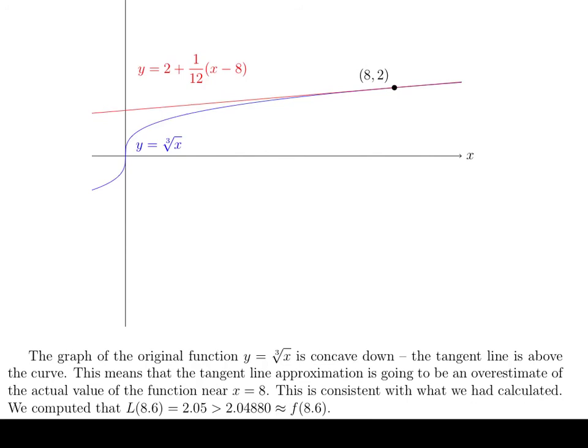So we know now it's an overestimate, and this is actually consistent with what we had calculated. Our approximate value of 2.05 was just a little bit bigger than the more accurate value that our calculator gave us, which was 2.04880.